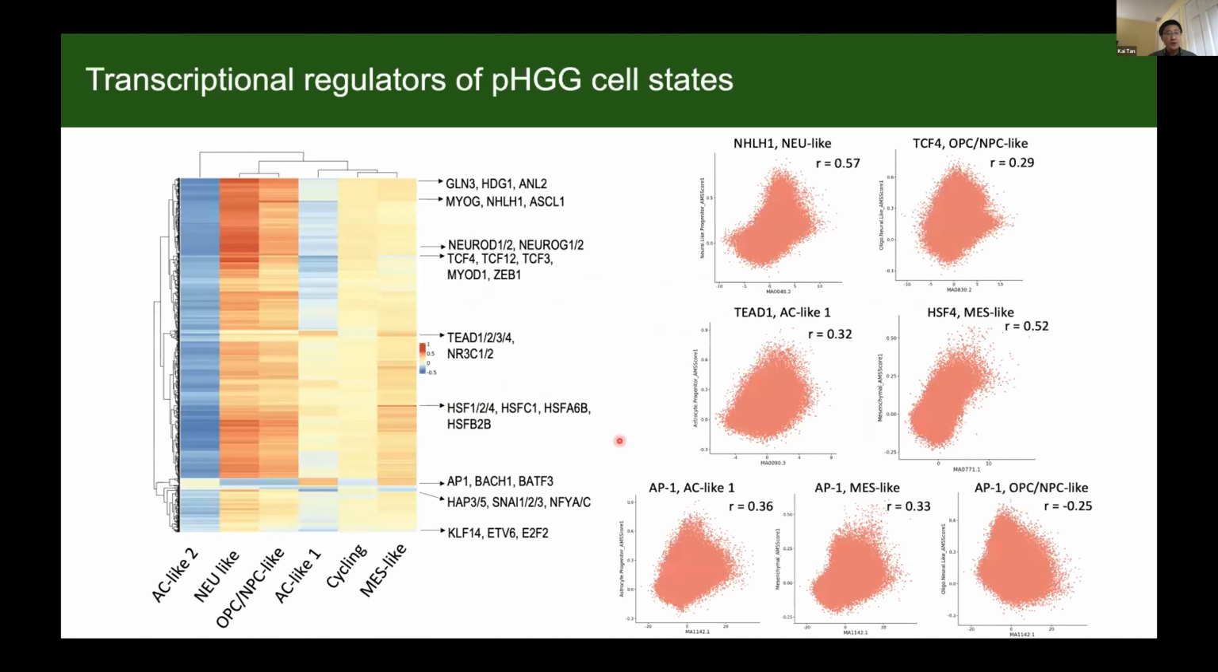So here's the result of our analysis. This heat map shows you the set of key transcription regulators associated with the 6 or 7 cell states.